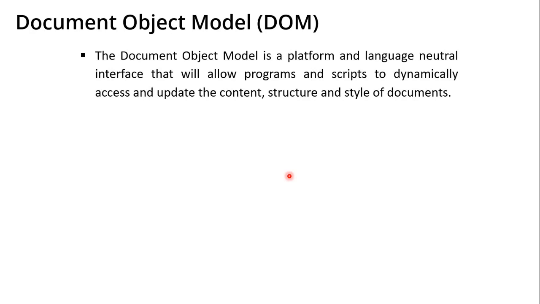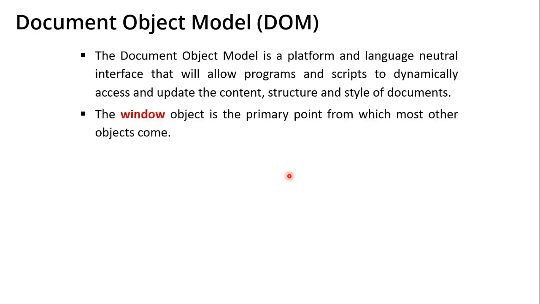The Document Object Model is a platform and language neutral interface that will allow programs and scripts to dynamically access and update the content, structure and style of the document. So we can dynamically access and dynamically update the content, structure and style of the document. So in short, we can update the documents dynamically. The window object is the primary point from which most other objects come. So our primary point is the window object.